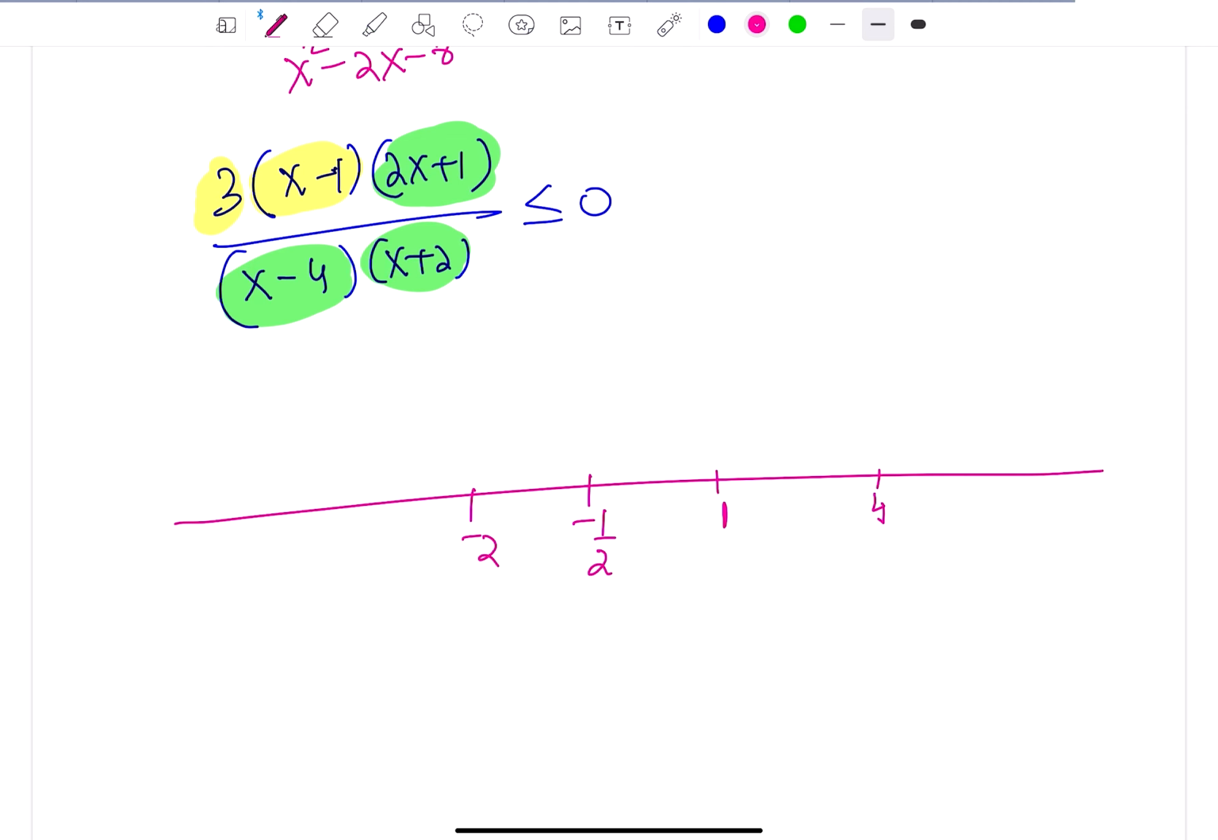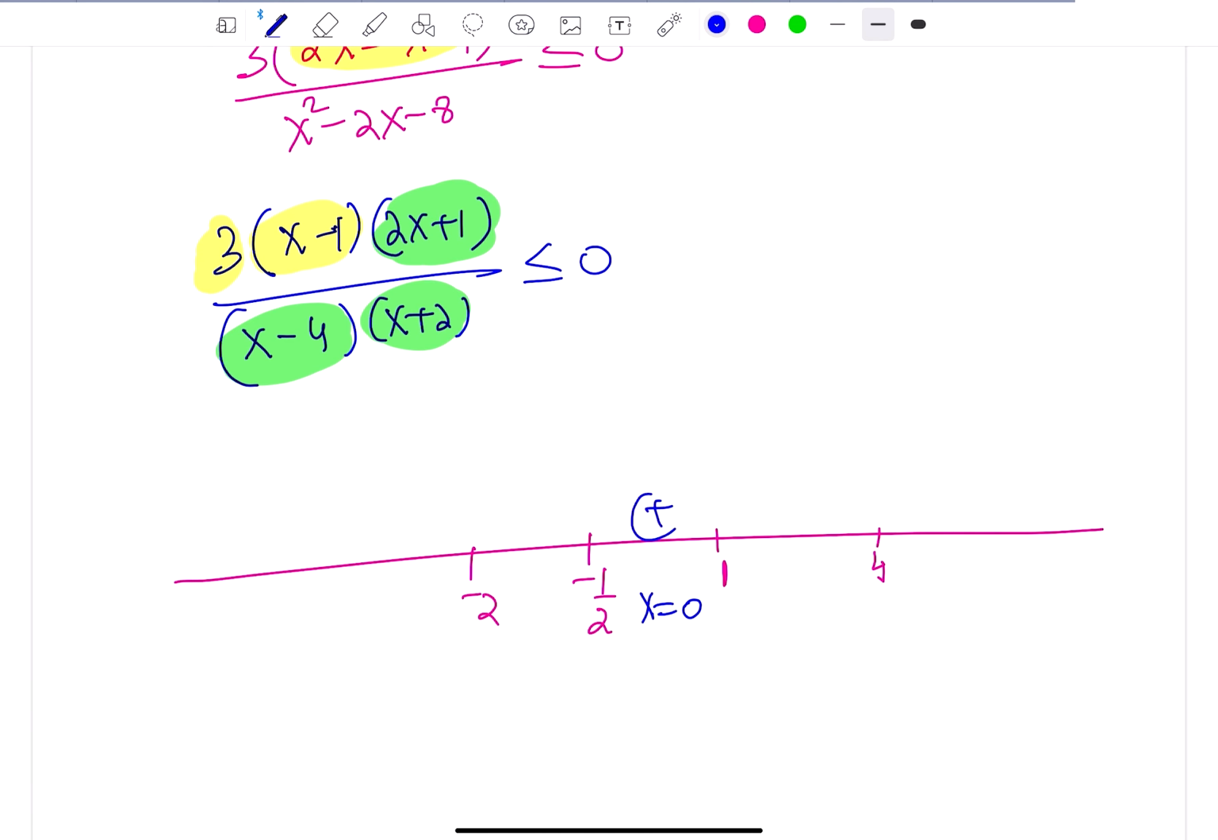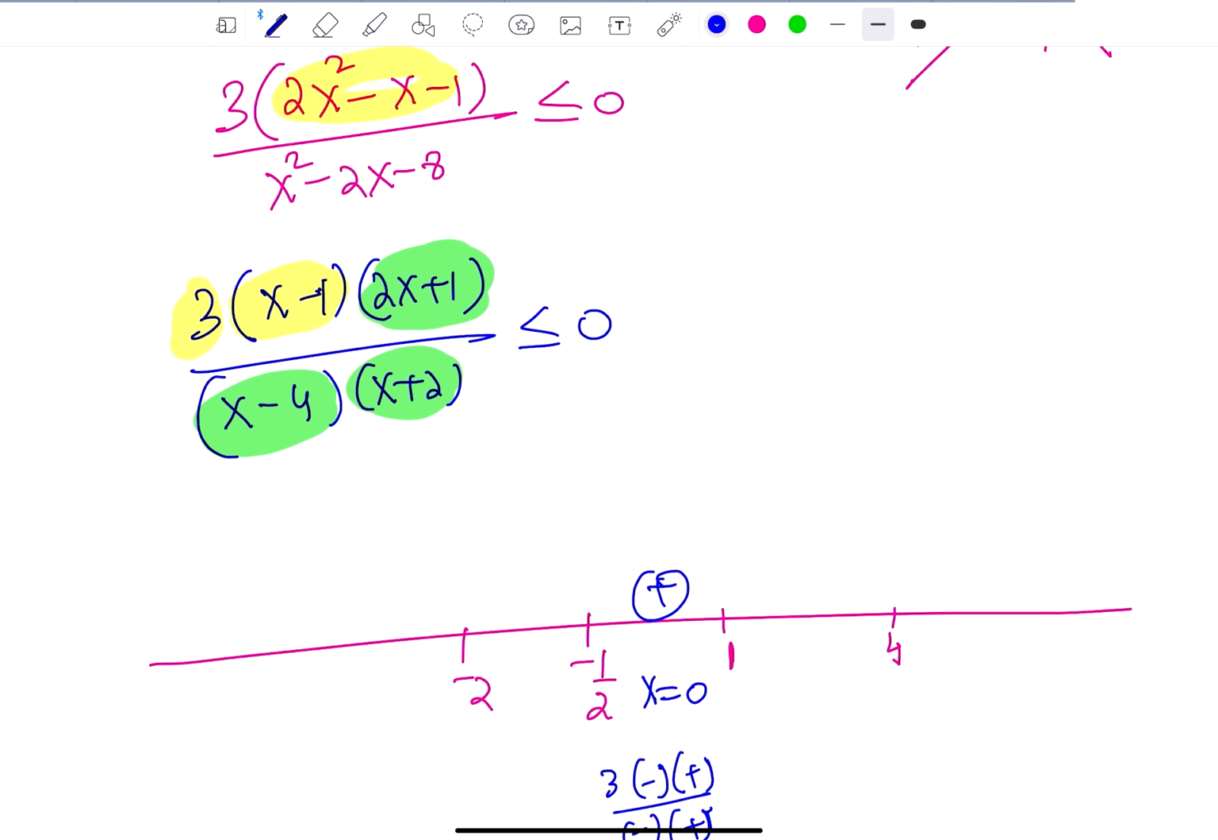All right. Now we've got to pick our test values in between and see what the sign of the expression on the left-hand side is. In between, it's easier to pick x as 0. If I choose x to be 0, it's going to be a positive expression, because I'm going to have 3 times a negative number times a positive number, divided by a negative number times a positive number. Negative divided by negative will be positive.